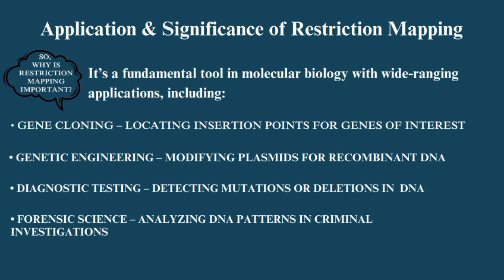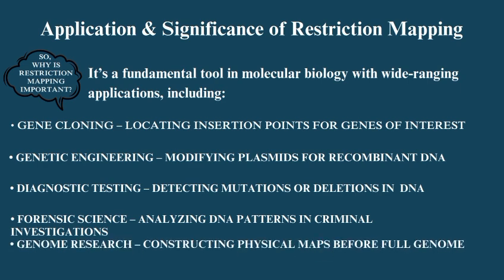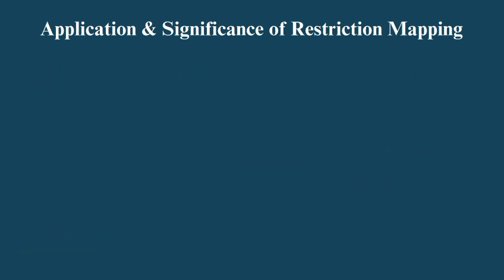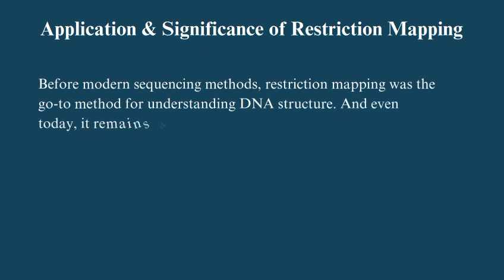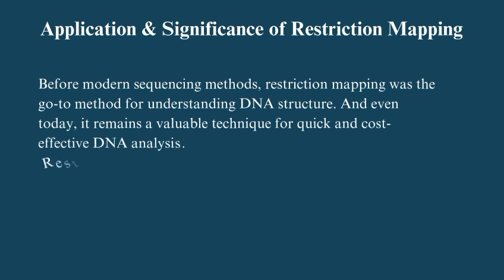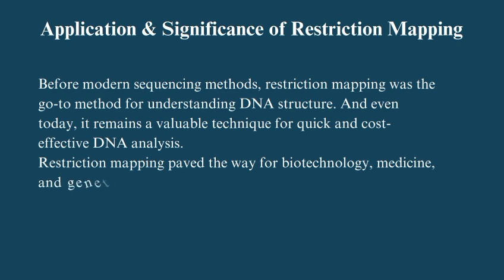in criminal investigations; genome research, constructing physical maps before full genome sequencing. Before modern sequencing methods, restriction mapping was the go-to method for understanding DNA structure. And even today, it remains a valuable technique for quick and cost-effective DNA analysis. Restriction mapping paved the way for biotechnology, medicine, and genetic research as we know them.